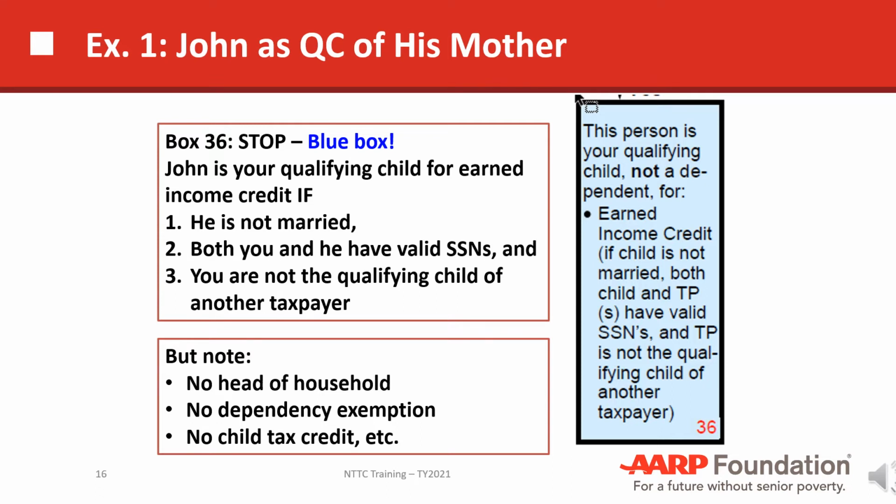But also note the box down beneath that, no head of household. So she does not qualify for head of household because she has John. She does not qualify for any dependency exemption, which, until 2026, there is no dependency exemption, so I guess that's not really a problem. And then she also does not qualify to use the child for child tax credit purposes. So the tool has worked. The tool has given us exactly what relationship John has with his mother for tax purposes.